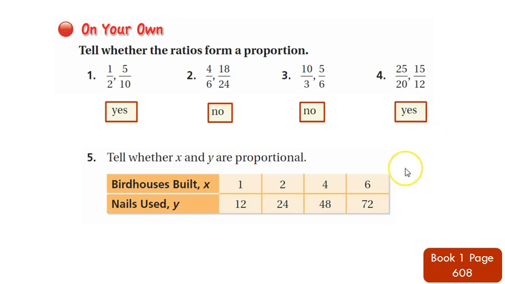Now on to question 5. Tell whether x and y are proportional. Well, let's use our trick to scale and multiply to get bigger and see if we can apply the same rule to both sides of this table. 1 times 2 is 2. 12 times 2 is 24. 2 times 2 is 4. 24 times 2 is 48. Now 2 times 3 is 6, and 24 times 3 is 72.